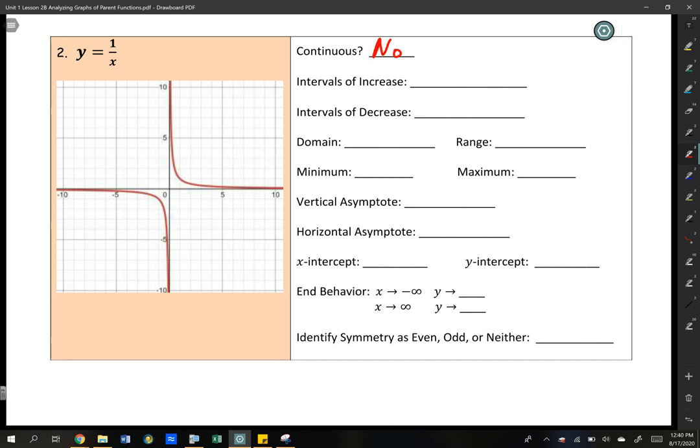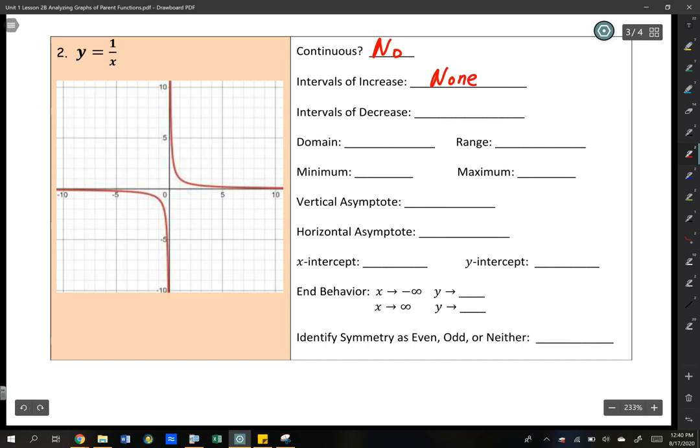We want to know what the intervals of increase and decrease are. So we're looking at the slope. That's really important to note here because these can get a little confusing. The slope here is negative, the slope here is negative, negative, negative, negative. So this entire graph is decreasing, and we have no intervals of increase. So let's just say none here.